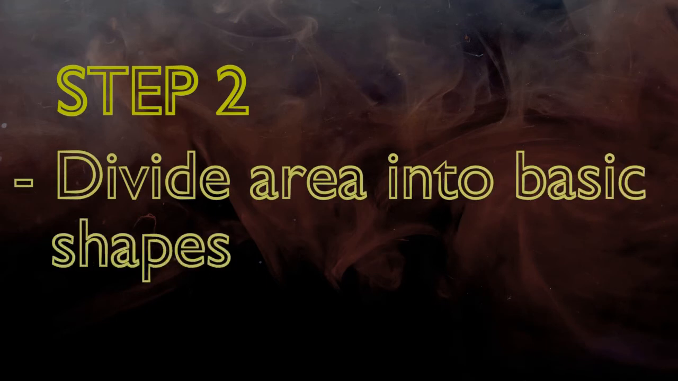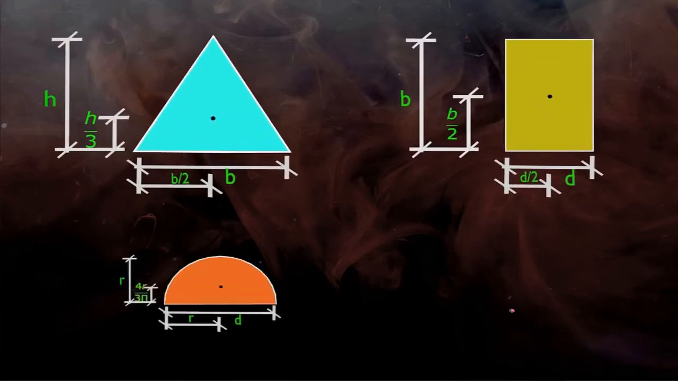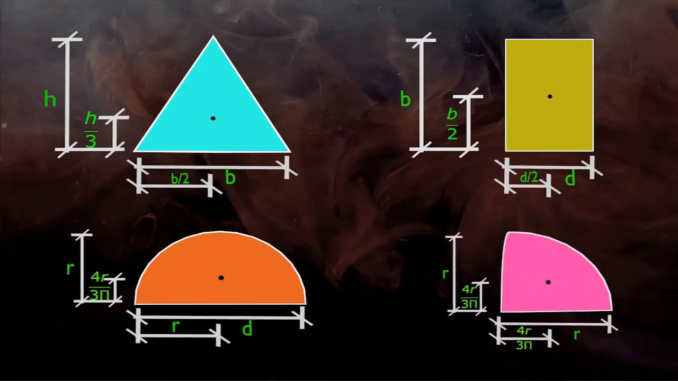Next step is to divide the whole area into more basic shapes whose centroid locations are known to us. I have mentioned in my previous video that centroids of some shapes are given in reference books, like a triangle, a rectangle, semicircle, quarter circle, etc. So you can directly memorize this and use it in numericals to avoid tedious and lengthy calculations.